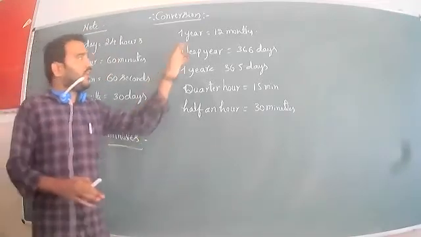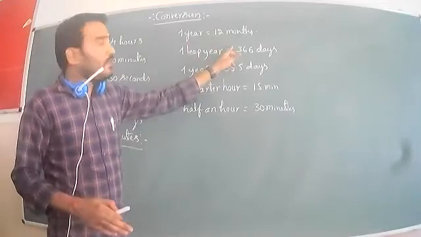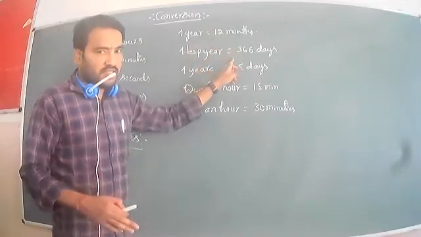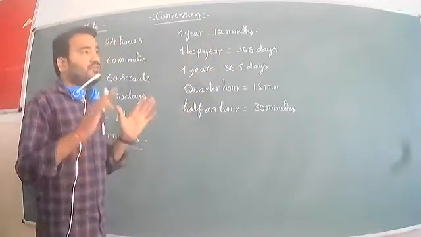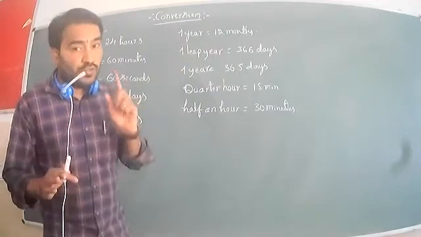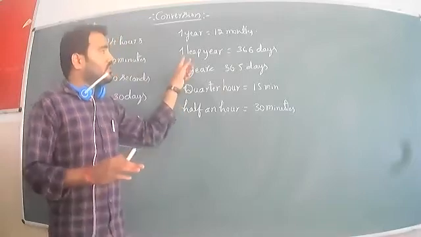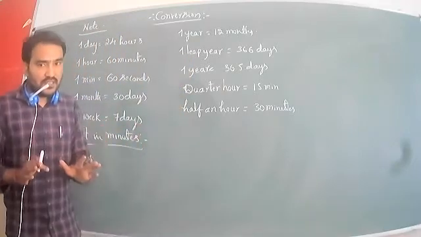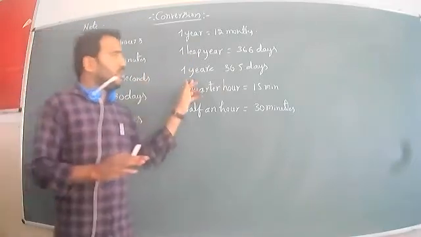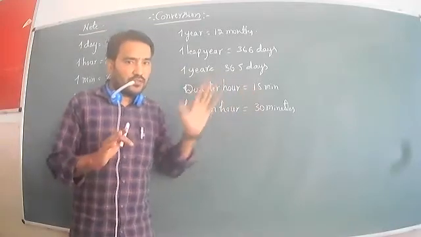Next, 1 year equals 12 months. One leap year equals 366 days, meaning when the February month has 29 days. Every 4 years one leap year will come, so it is considered 1 year equals 366 days. Next, 1 year equals 365 days, as usual.